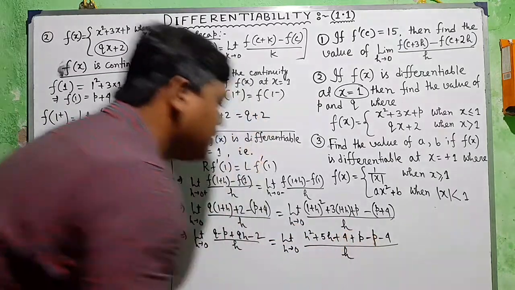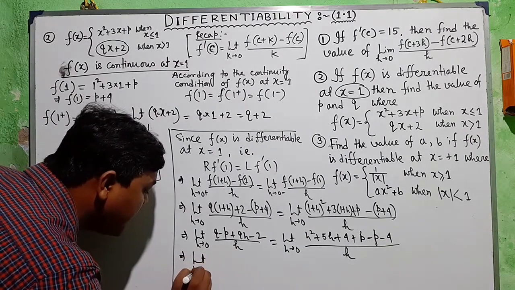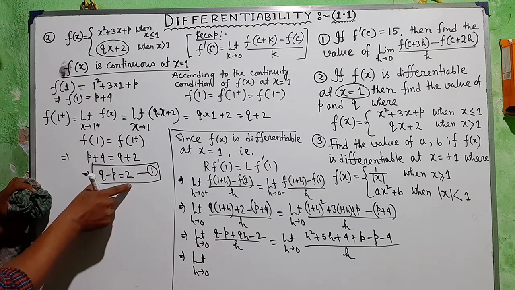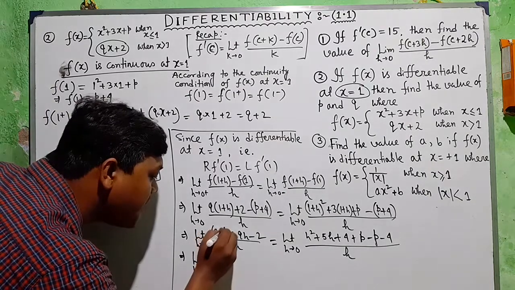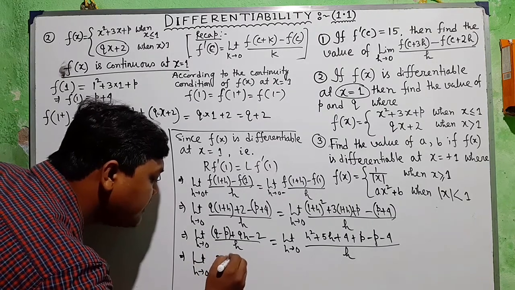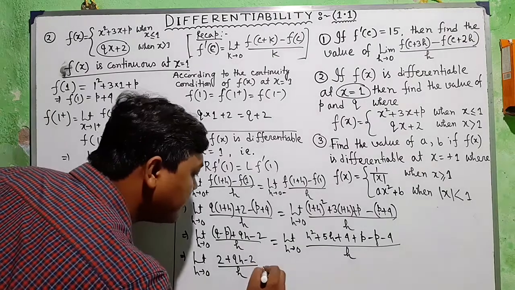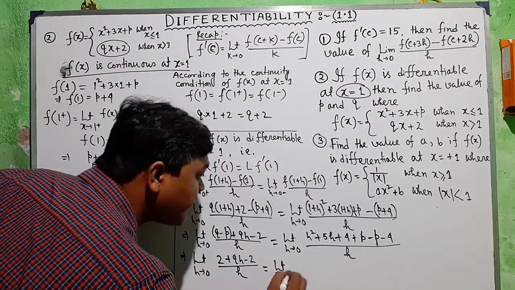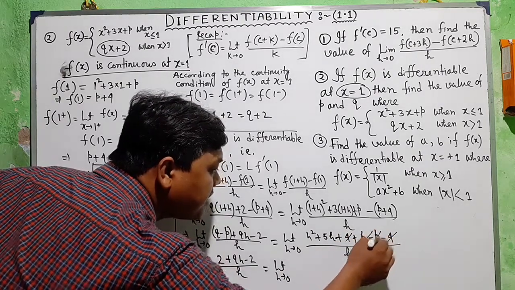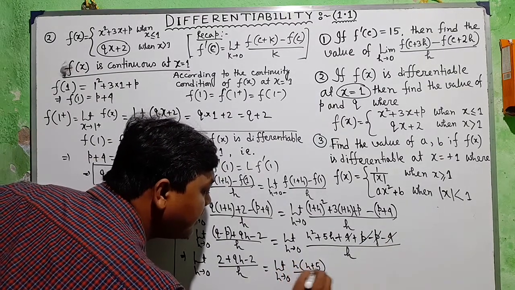Okay, clear? So limit h tends to 0, q minus, what is the value of q minus p? Q minus p equals to 2. Just put the value q minus p, I have kept it in the first bracket here so that it is easier to understand. So 2 plus qh minus 2 by h, and limit h tends to 0, 4 cancelled, p and minus p cancel, so we will get h common, h plus 5 by h.